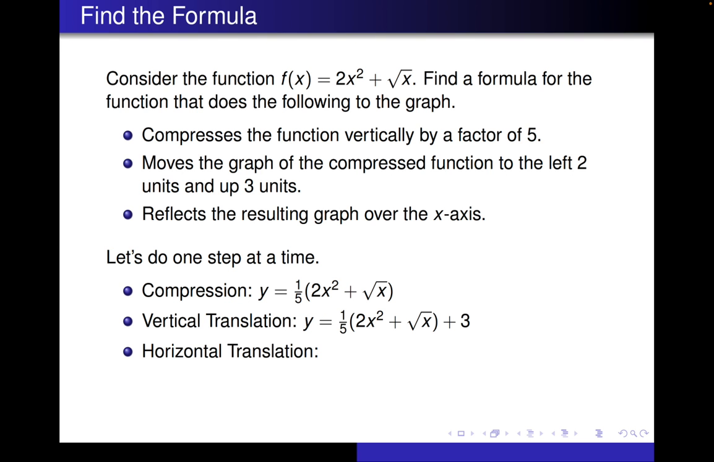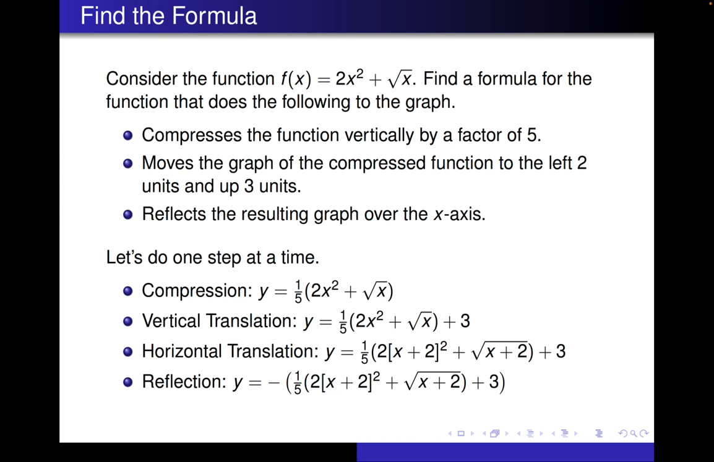For our horizontal translation, we're going to move to the left, which means everywhere we see an x, we're going to replace that by x plus 2. So instead of x squared, we get (x plus 2) squared, and instead of square root of x, we get square root of x plus 2. And then finally, for the reflection, all we're doing is changing the sign of our y-coordinate. So we're just taking our entire y-coordinate and sticking a negative sign in front of it. And that's our final formula.